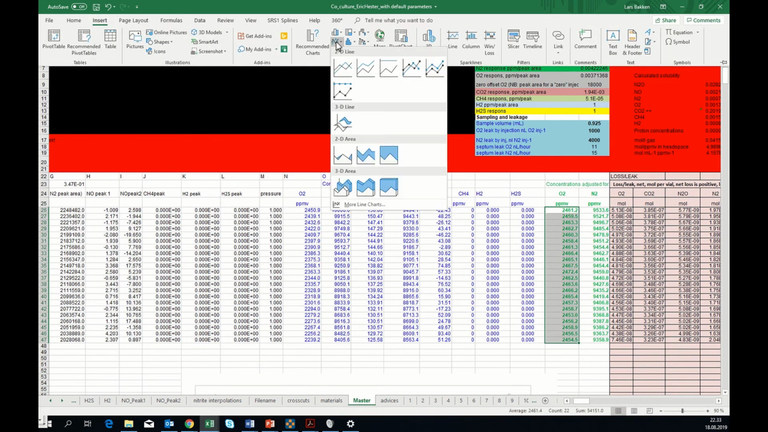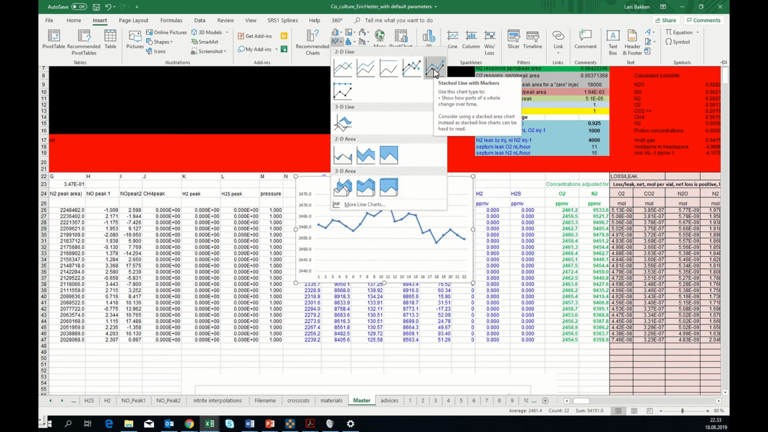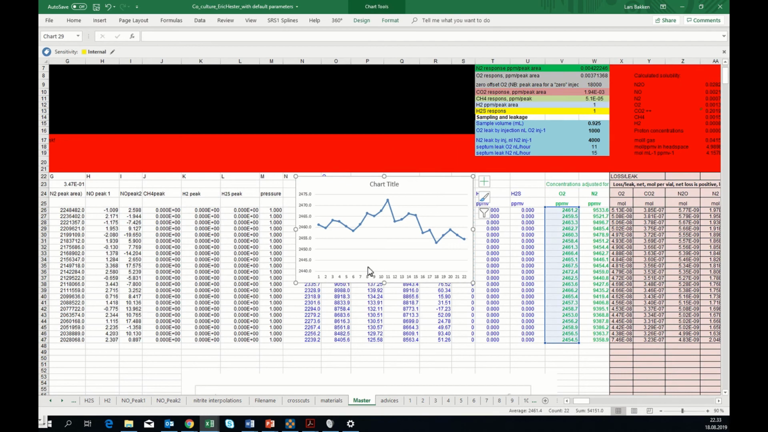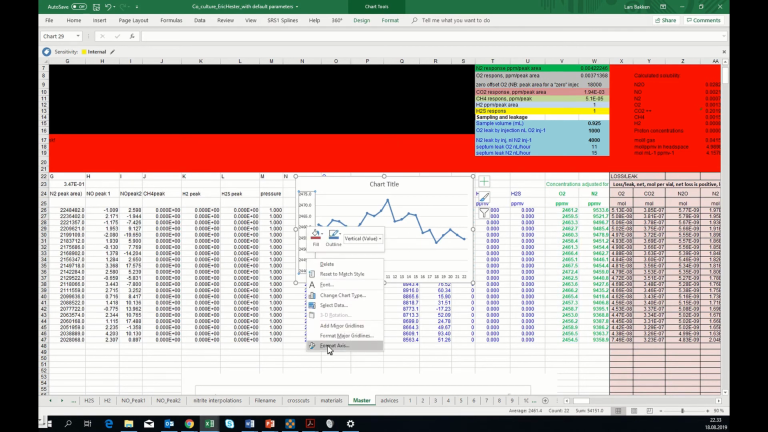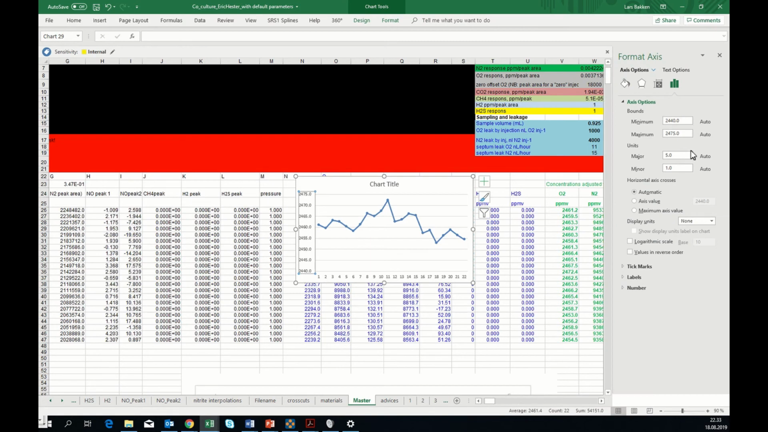We plot the graph here, and we may fix one of the values just for the sake of illustration. Remember that if you don't have any fixed numbers on the minimum and maximum here, it will never stabilize. The figure will never stabilize.